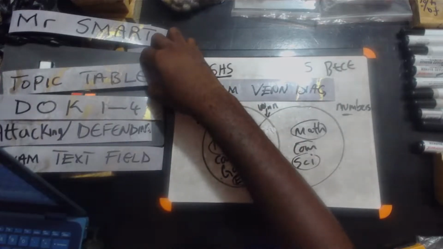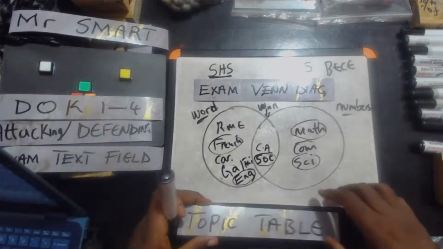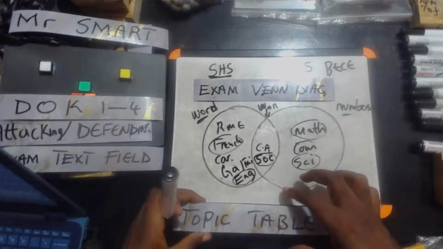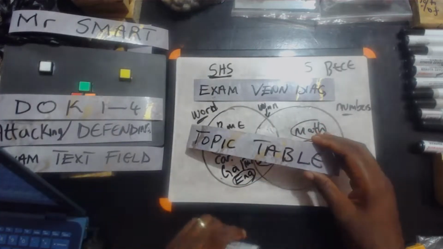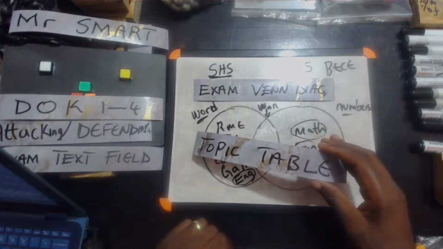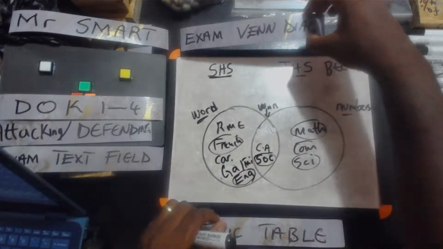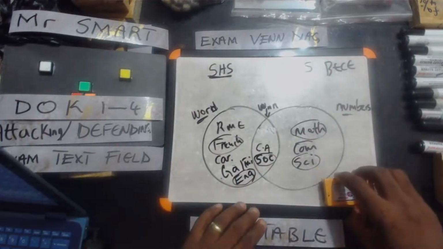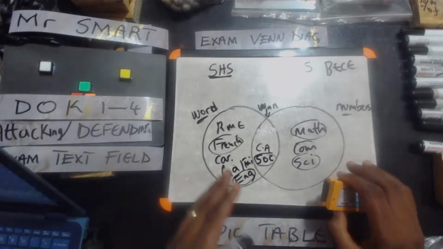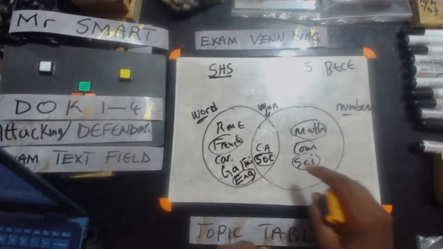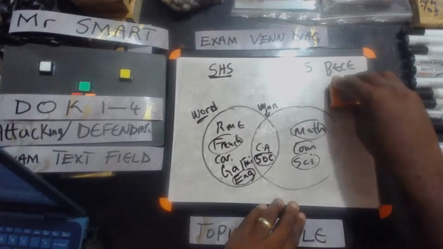So this is the exam Venn diagram that we need to take note of. Now, for each one of these papers, there's a topic table. So we're done with this for now, the exam Venn. So please take note of the subject categories when it comes to word and number.